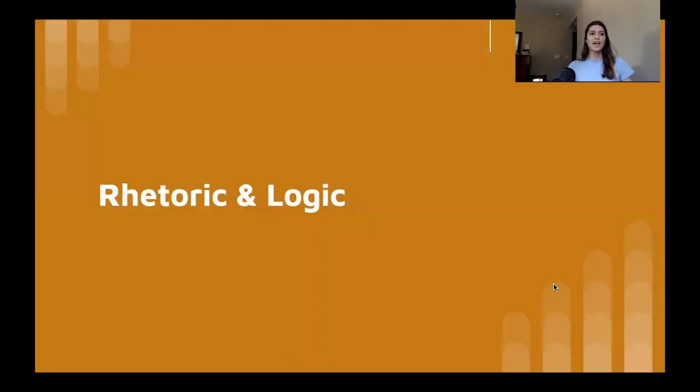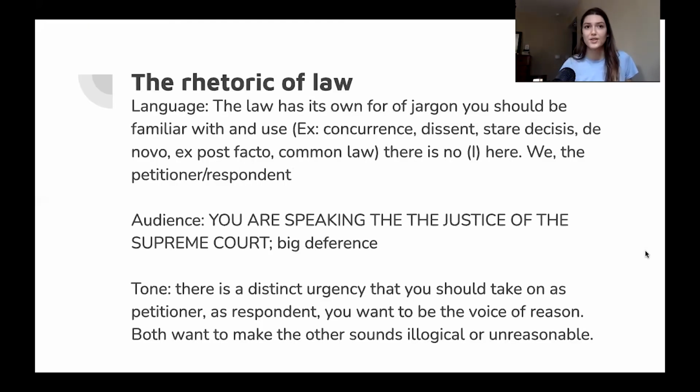So I am a rhetoric major at the University of Texas, and so I just wanted to go over a little bit about the rhetoric of your moot court arguments, because it is very important. You're giving a speech that's based on judicial logic or legal logic. So in the rhetoric of the law, one thing that is kind of daunting to new mooters is there's a language associated with the law. There's a type of jargon. Some people call it legalese.